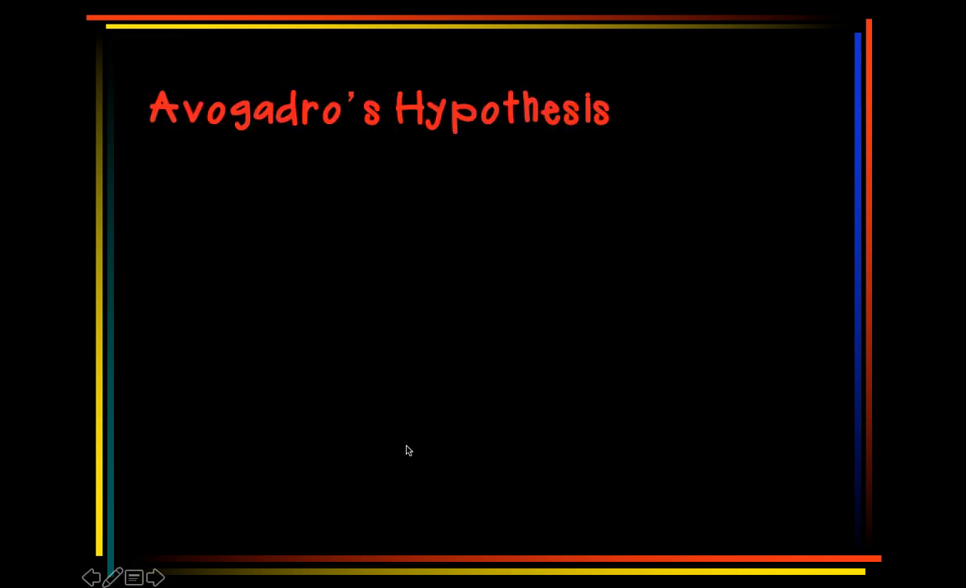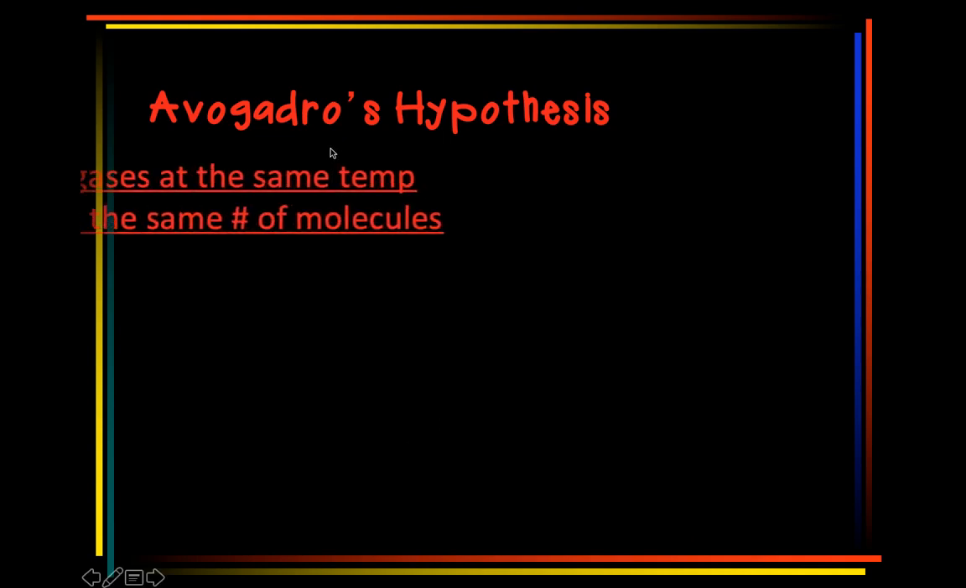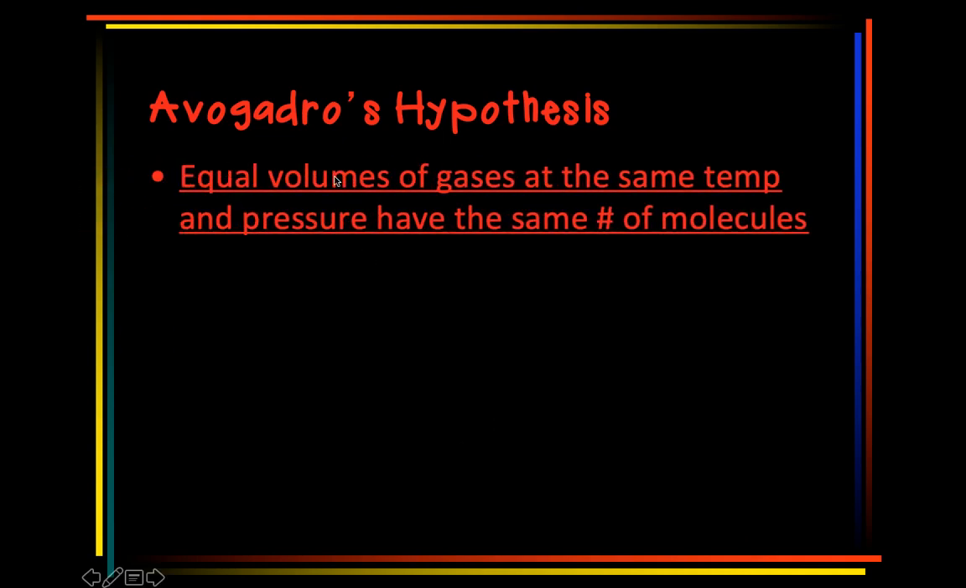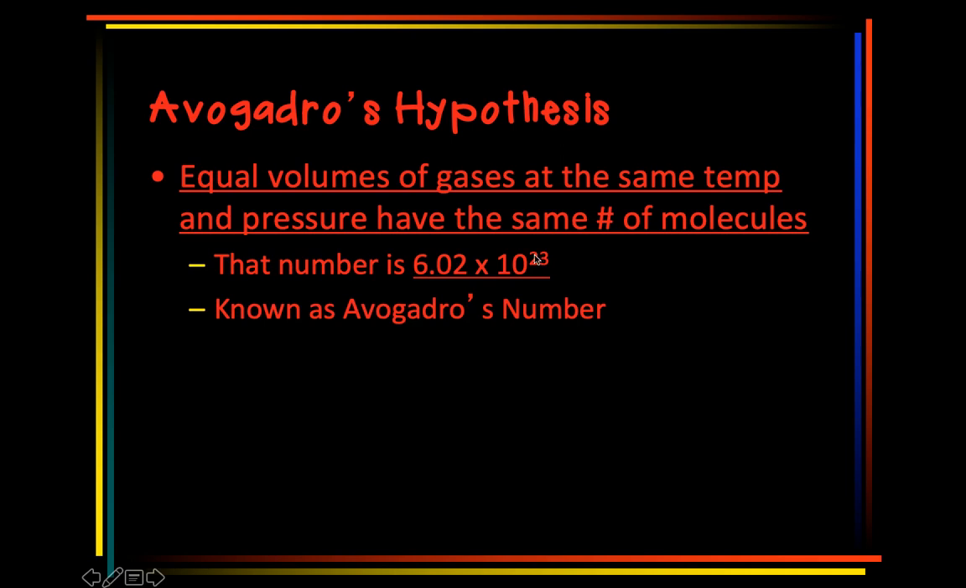So from his work, we have something called Avogadro's hypothesis, and this is what it says. Equal volumes of gases at the same temperature and pressure will have the same number of molecules. Now, this is where Avogadro's number comes in. That number of molecules is 6.02 times 10 to the 23rd. That is Avogadro's number. So that's our first essential question. What is Avogadro's number? It is 6.02 times 10 to the 23rd.